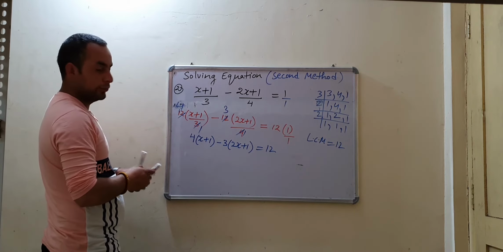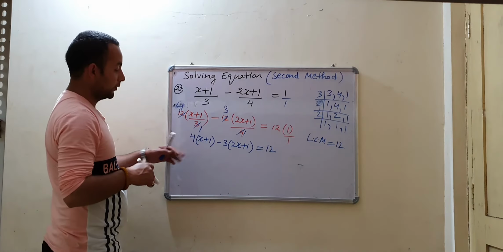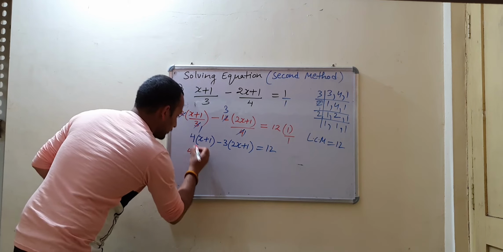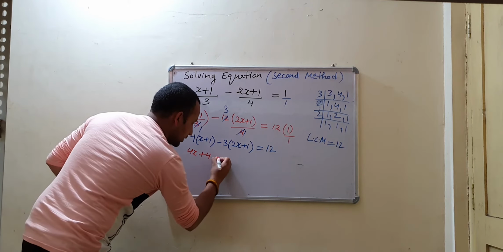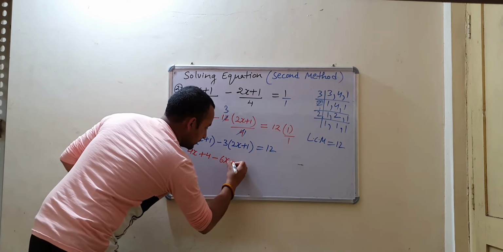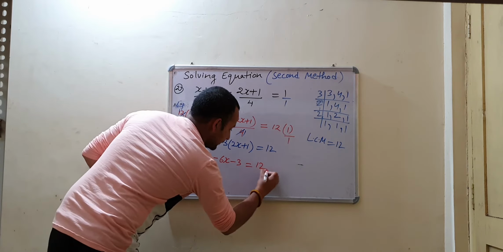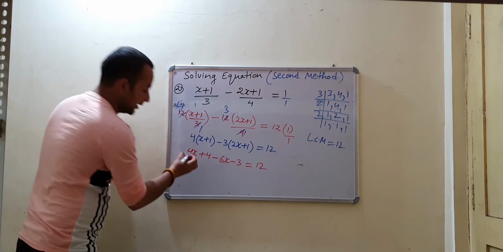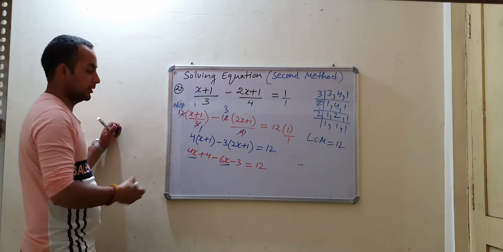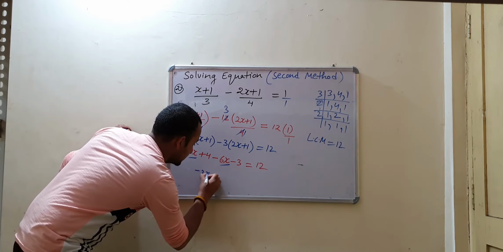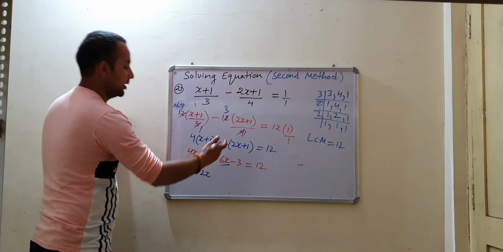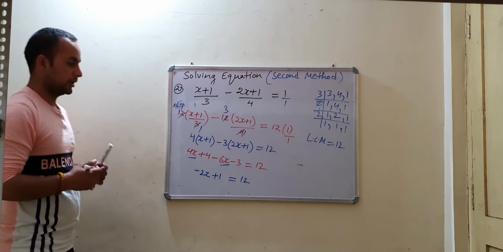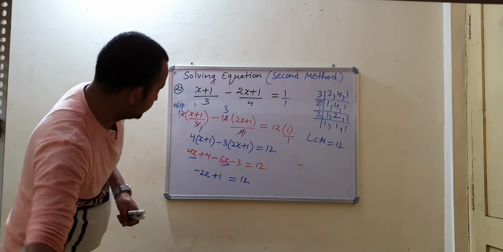Now first of all you are going to open the bracket. So 4x plus 4, and 3 2s are minus 6x minus 3 equals 12. Now you will add the like terms, 4x and negative 6x, so it is negative 2x, and 4 minus 3 is plus 1. So negative 2x plus 1 equals 12. Understood? Okay.